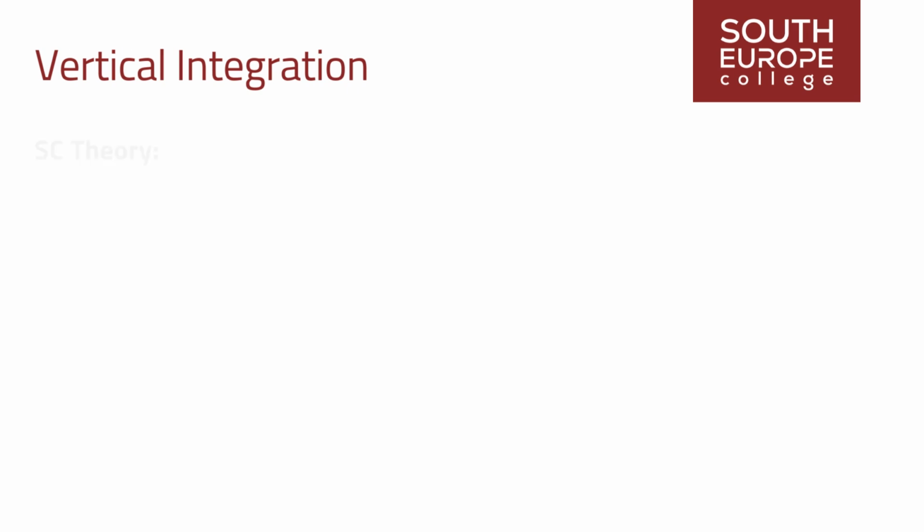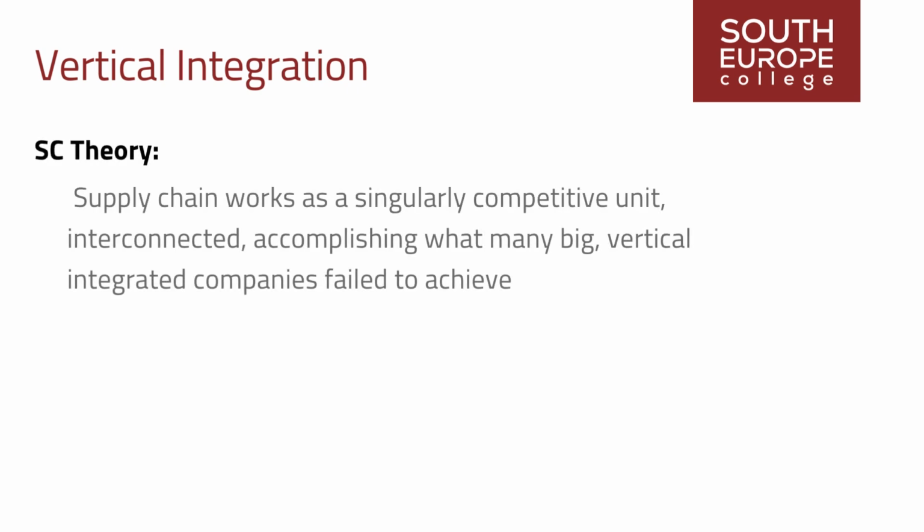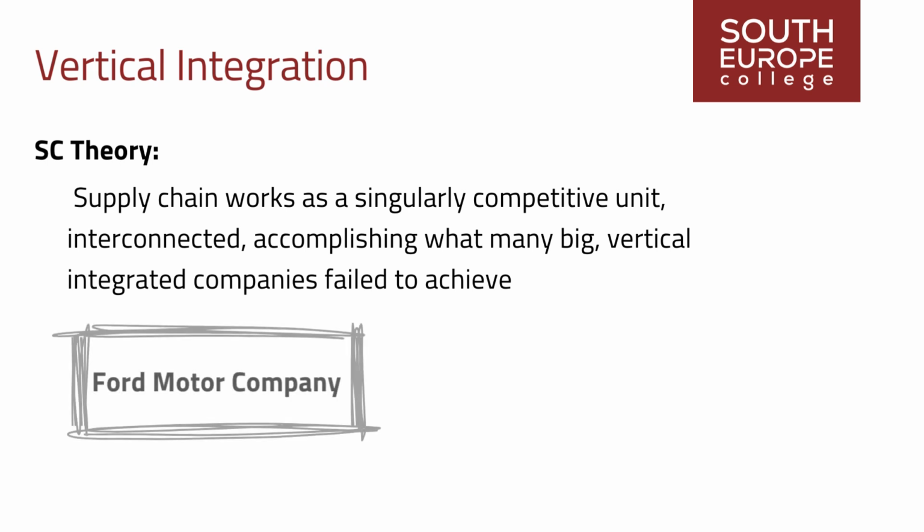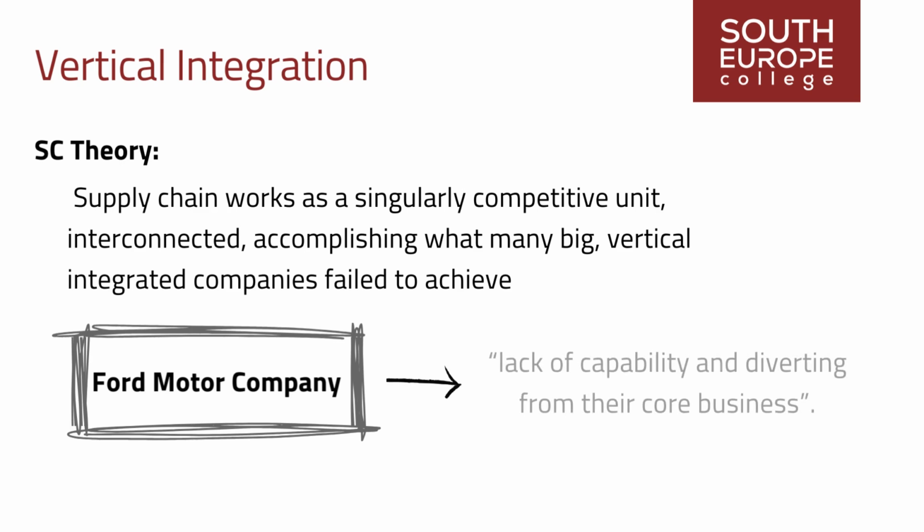In the light of SC theory, a supply chain works as a singularly competitive unit, interconnected, accomplishing what many big vertically integrated companies failed to achieve. There are several examples of companies, such as Ford Motor, with vertical integration. The major reason for failure is lack of capability and diverting from their core business.